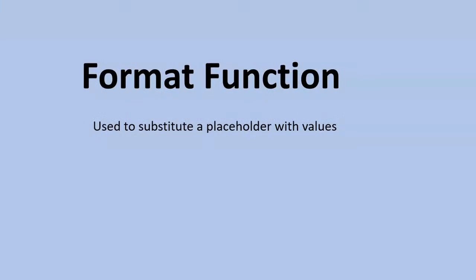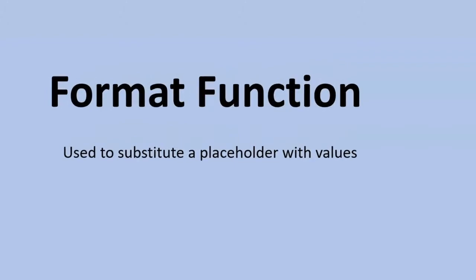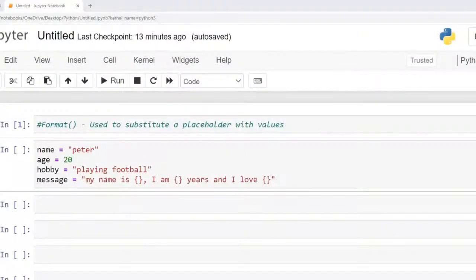Format function is one of Python's inbuilt functions. We can use the format function to substitute a placeholder with a value. Let's take a look at these variables. We have the variable name with a value Peter. We have age with a value 20, hobby with a value playing football, and the last variable is message, and inside of message we have a sentence.